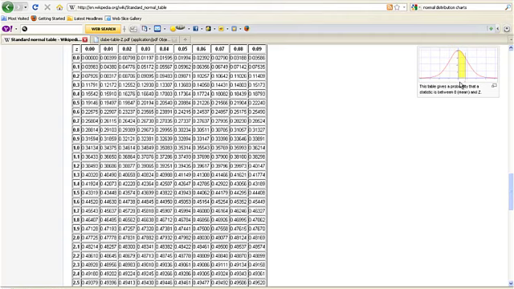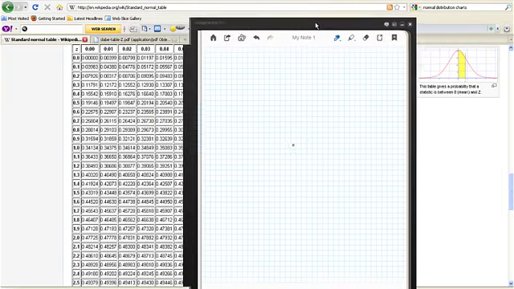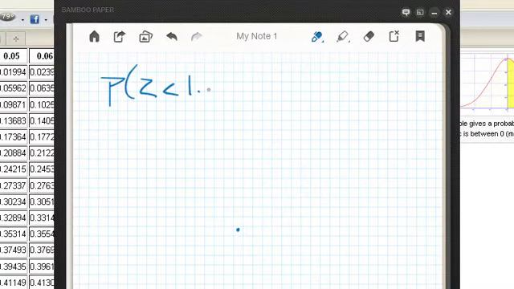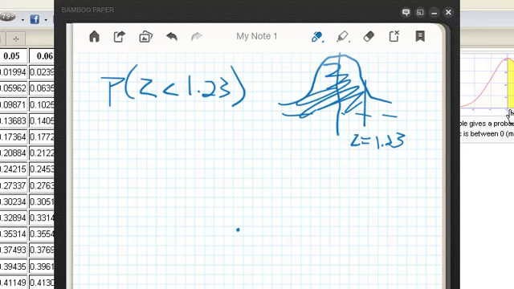So if I were going to use this chart, the way that this thing is designed, it's easy. Let's actually do one. Let's say that I was trying to find the probability that z was less than 1.23. You know me, I'm going to draw myself a little curve. It's never a bad idea. We'll call that z equals 1.23, and I'm trying to find all this area in here. The problem is that this chart only gives me the area between z equals 0 and z equals 1.23, which we'll find in just a sec.